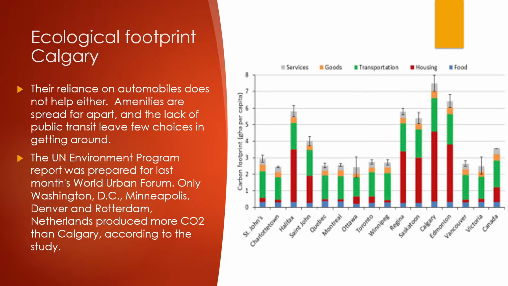Calgary also has a high reliance on automobiles. Amenities are pretty spread far apart, and the lack of public transit leaves few choices in getting around. The UN Environment Program report was prepared for last month's World Urban Forum. Only Washington, D.C., Minneapolis, Denver, and Rotterdam, Netherlands produced more carbon dioxide than Calgary, according to that study.